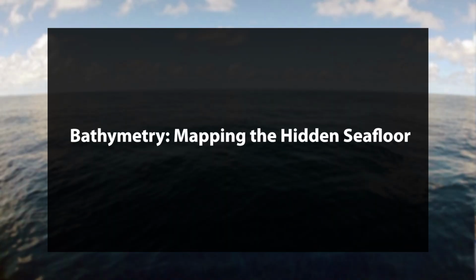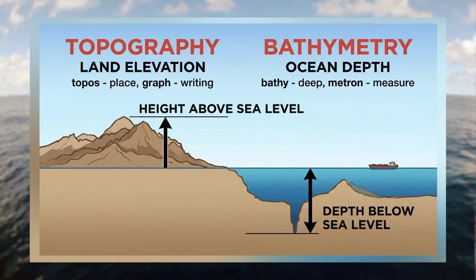Now coming to another important topic, bathymetry, mapping the hidden sea floor. This section introduces bathymetry, which is the specialized study and mapping of the depth and shape of the ocean floor. Essentially, bathymetry reveals how deep the ocean is and provides a detailed view of the seafloor features such as mountains, valleys, plains. It is the underwater equivalent of topographic mapping conducted on land.